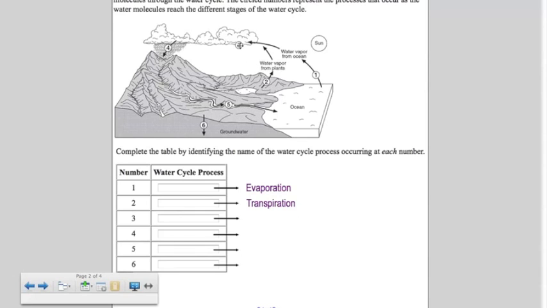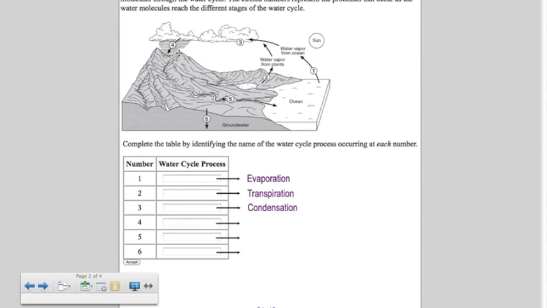Number 3 is the formation of a cloud, which is condensation. Number 4 is the process of rain coming down onto the plants and mountains, which is known as precipitation, which is a very common term.